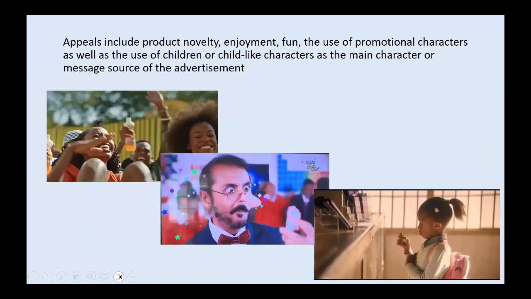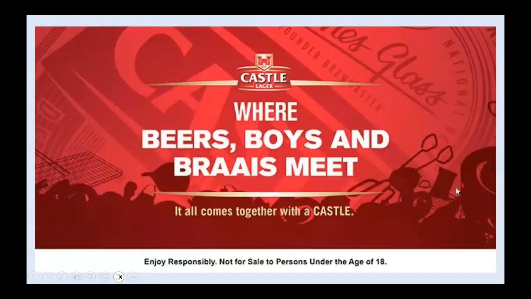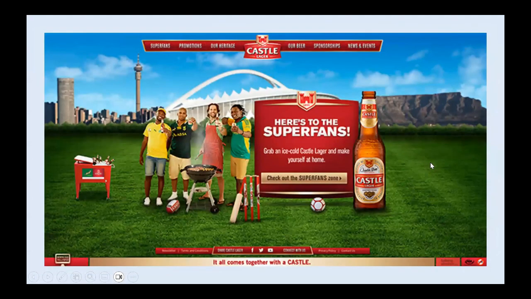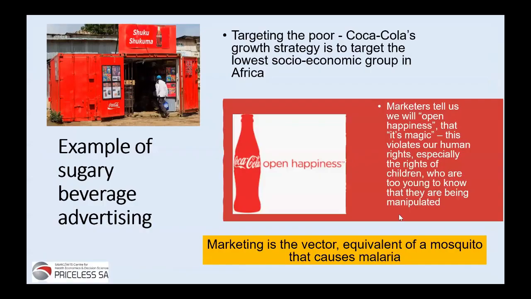The advertising appeals that they use for children are very clear. They use enjoyment, they use characters, fun, novelty, they use humor and emotional appeal. So the picture on your bottom right-hand side is a little girl who's buying a chocolate for her mother, spending her last penny on buying a chocolate for her mother. Just an example of the alcohol industry advertising. And although these are adverts for adults, of course, children are the ones who see them.